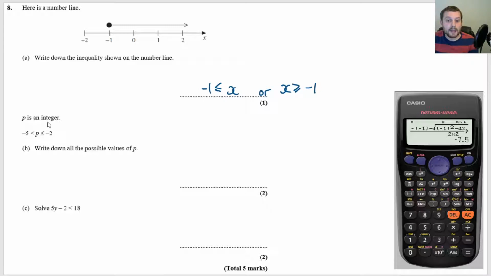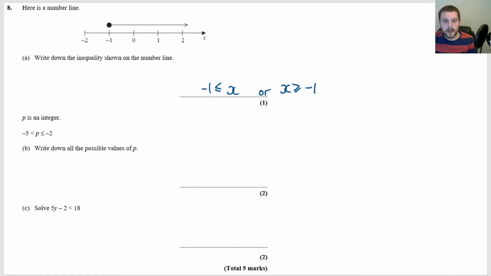So p is an integer, so that means whole number, and it says -5 is less than p is less than or equal to -2. Write down all the possible values of p. On the number line, you would ask about -5, but you would recognize you can't actually equal that because it doesn't have the symbol there. So the next available integer is -4, then -3, then -2, and this goes all the way up to and including -2. That's the answer. I started writing over there because I thought for a second that that was +2 for some reason, but it just fits nicely over here, doesn't it?